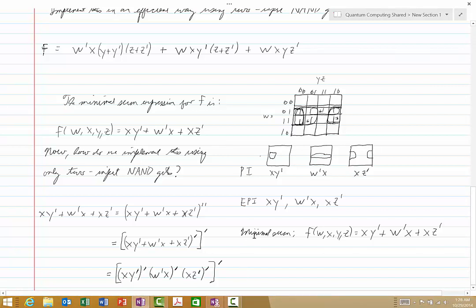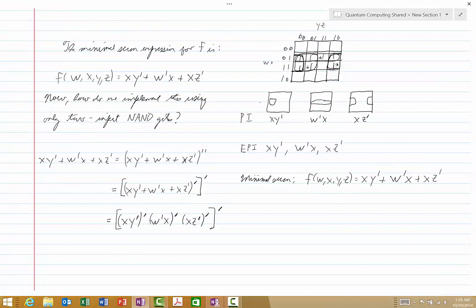Now, just to make sure that what I said earlier was clear, here we'll have X, Y prime, that will get NANDed together with a two input NAND gate. W prime X will be NANDed together, and then with a two input AND gate, we AND those together. Once we get that result, we will AND that with X Z prime prime, which could be obtained with a two input NAND gate. Now we AND these two things together with a two input AND gate, and then finally invert it.